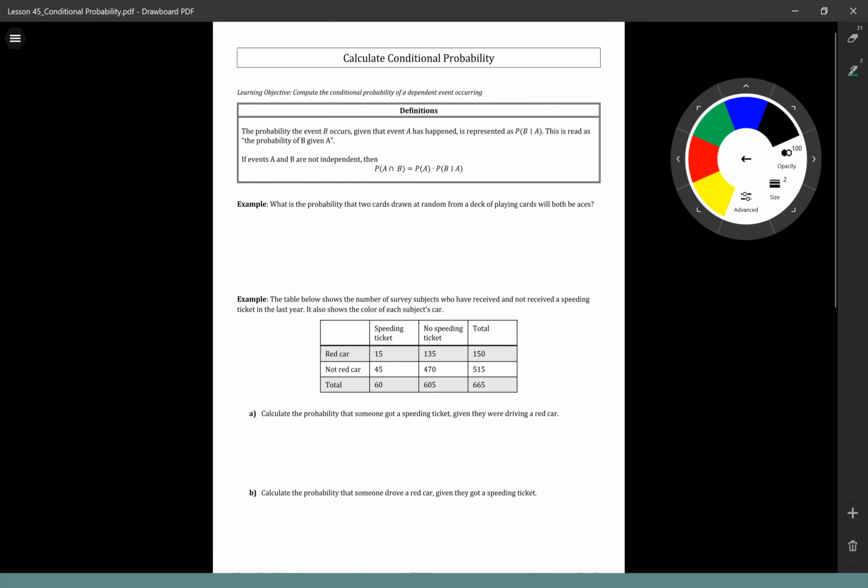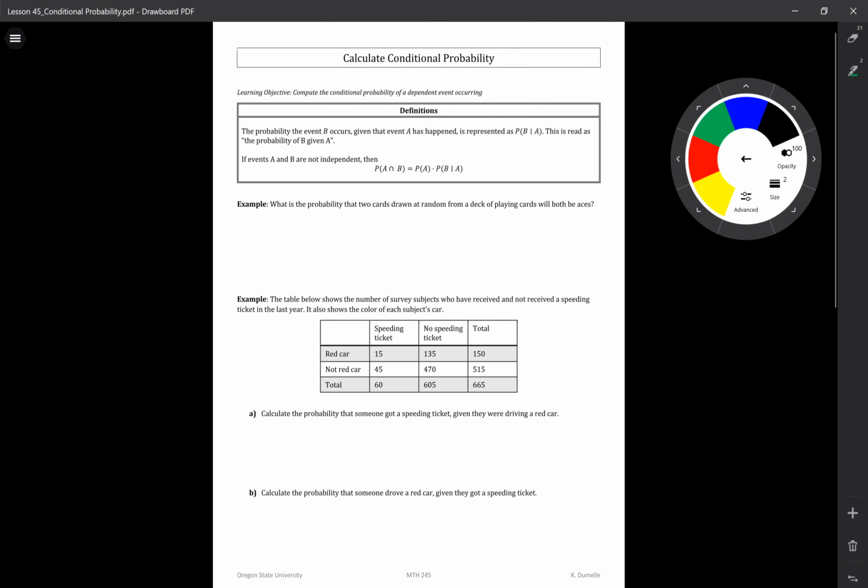Hello everyone, welcome back to Math 245. This week we've been talking about binomial distributions and binomial probability. Today we are going to do something called conditional probability.